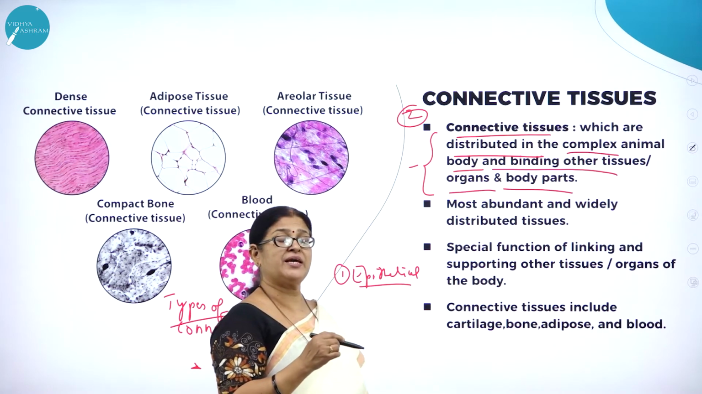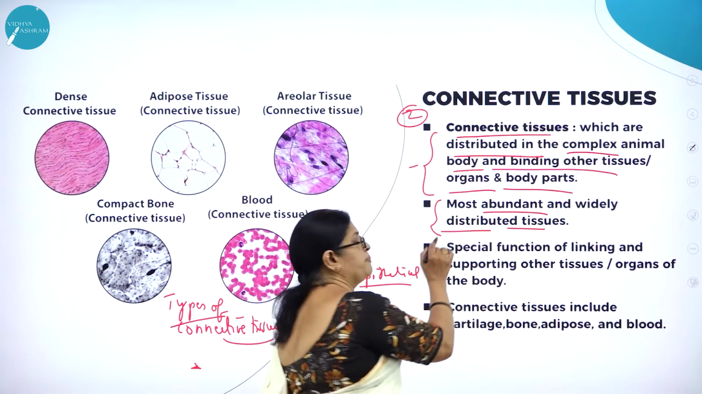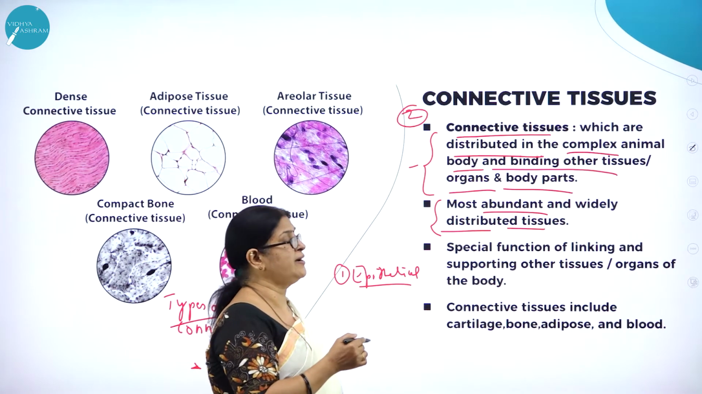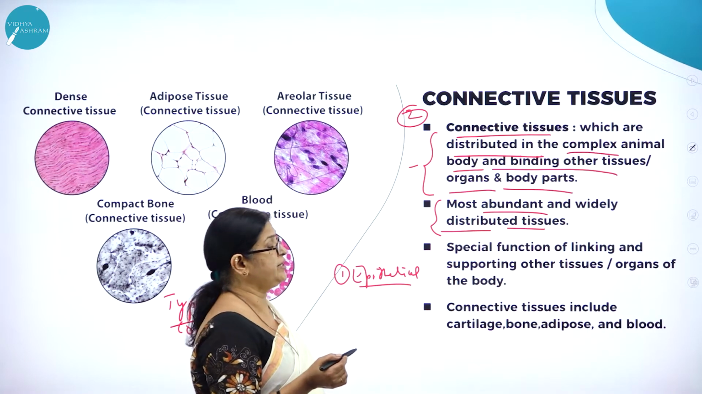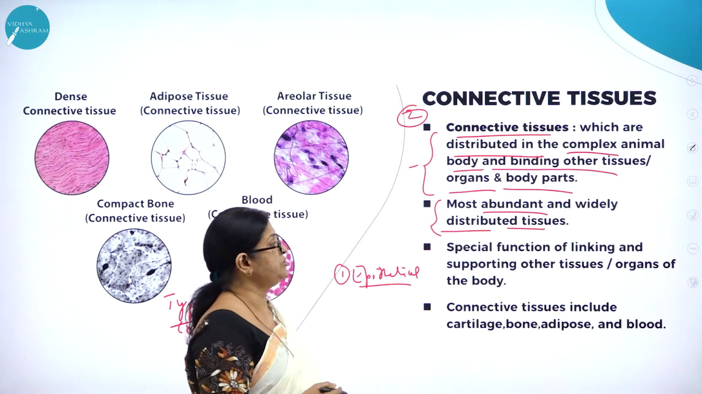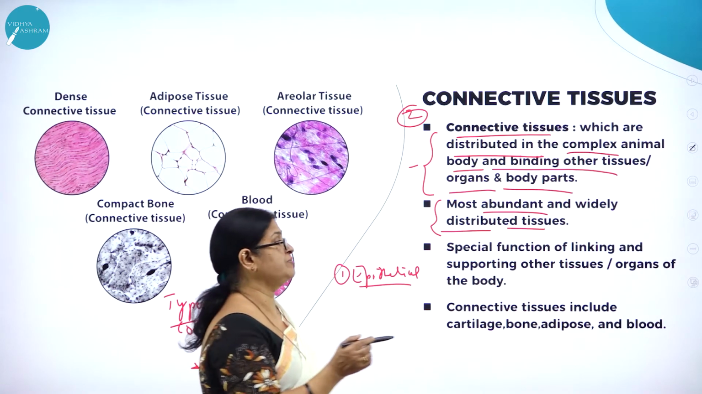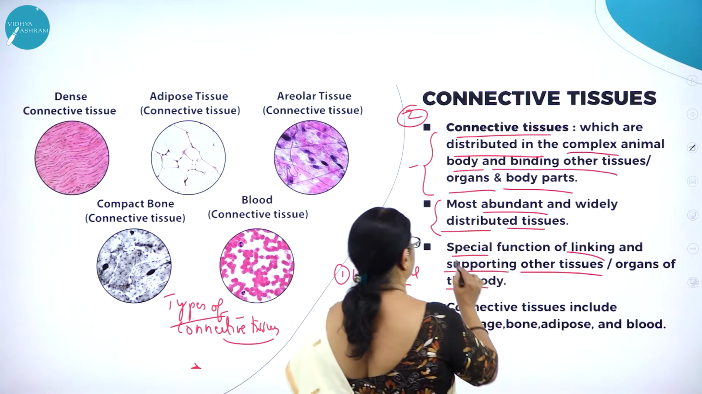So they are the most abundant and widely distributed tissues. Next to epithelial tissue, these are the most abundant, largely found and widely distributed tissues, because all over the body you can come across this connective tissue. And the special function of this connective tissue is linking and supporting other tissues, organs of the body.